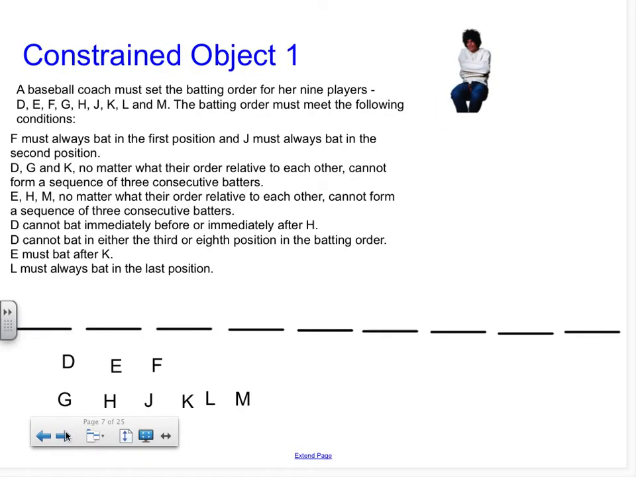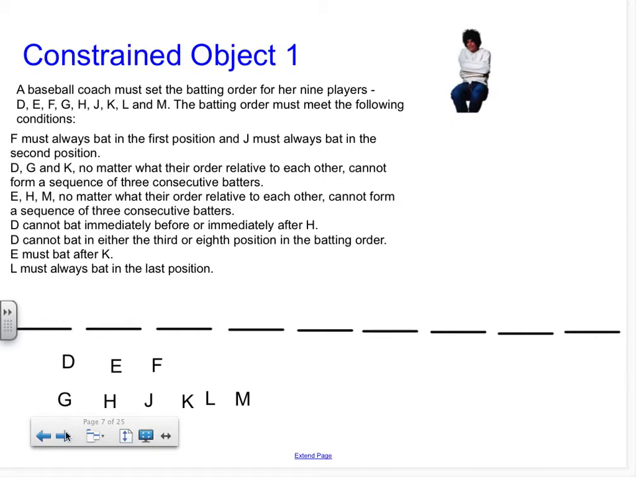Please take a moment to read through Constraint Object Question 1. Press pause, and when you are ready to continue, press play. We will continue. Let's read through the question together.